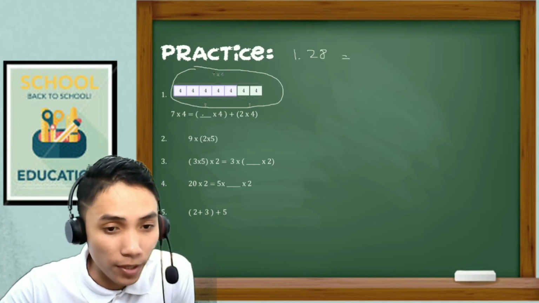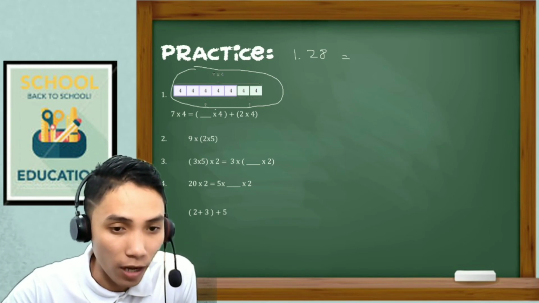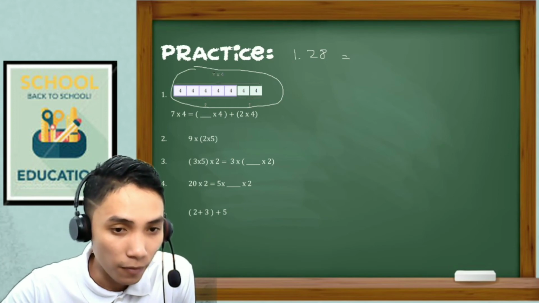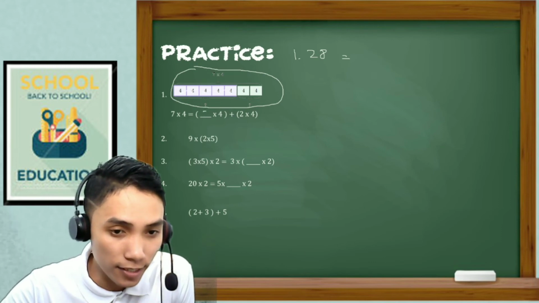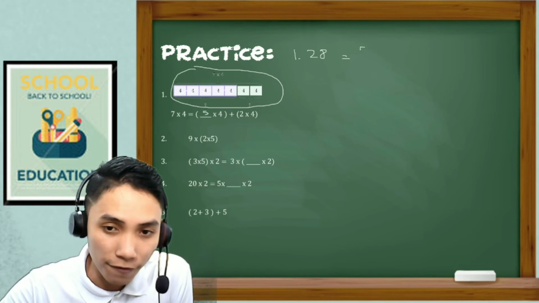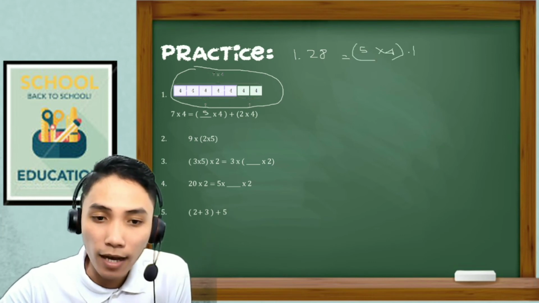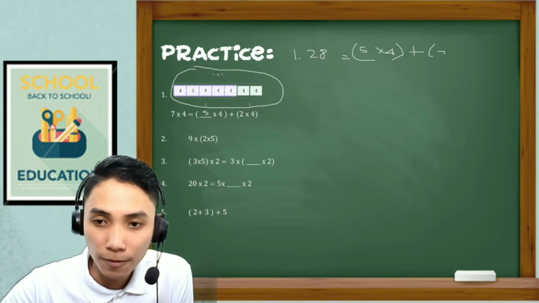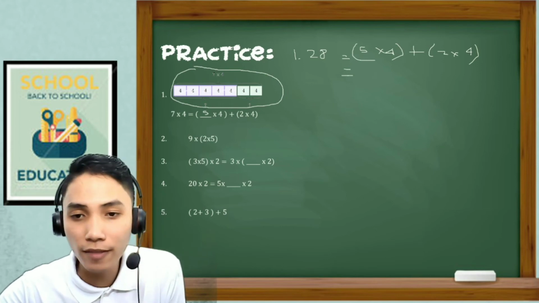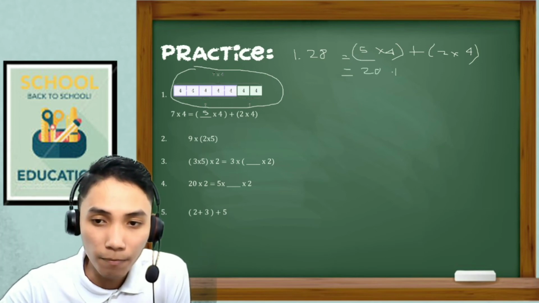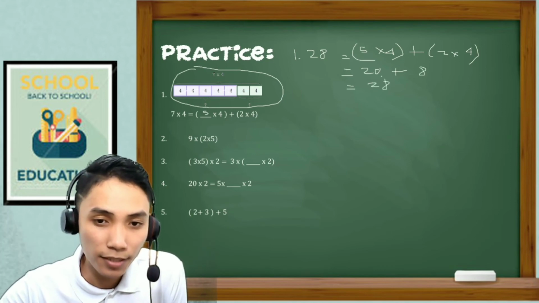So what number is missing here? Now look at the figure. How many 4s do we have here? We have 1, 2, 3, 4, 5. So that is 5. We have here 5 times 4 plus 2 times 4. So that is equal to 5 times 4, that is 20, plus 2 times 4, that is 8, which is equal to 28.